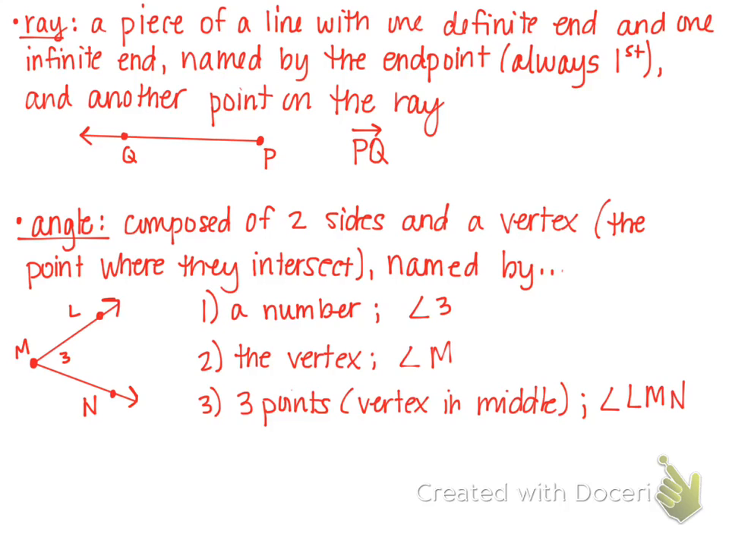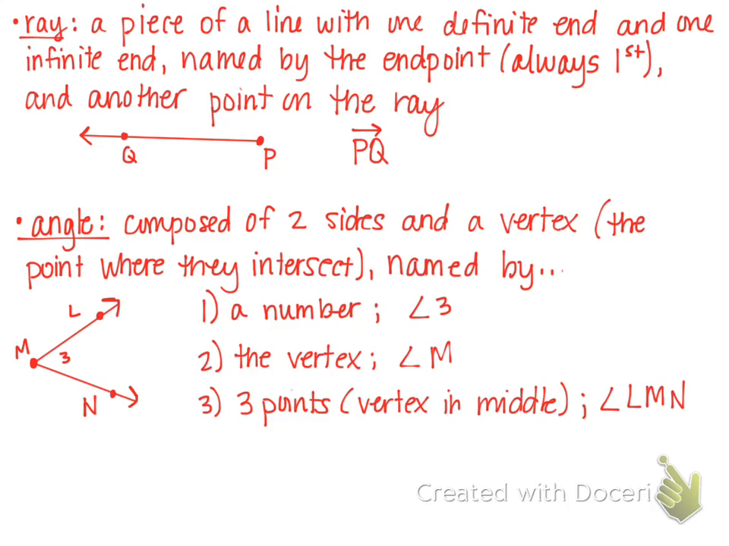The next thing we're going to talk about is angles. An angle is composed of 2 sides and a vertex. Now, the vertex is the point where the 2 sides intersect. Now, the sides can be rays, segments, or lines. In this particular example that I have drawn, I actually have 2 rays because they have the same definite endpoint, which is M, and they have infinite ends.